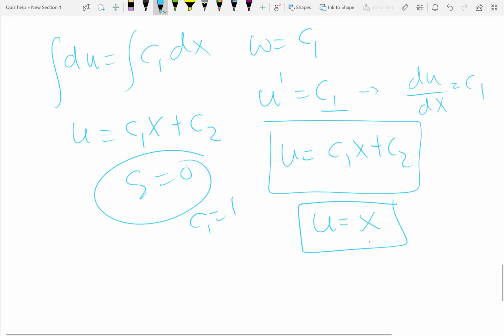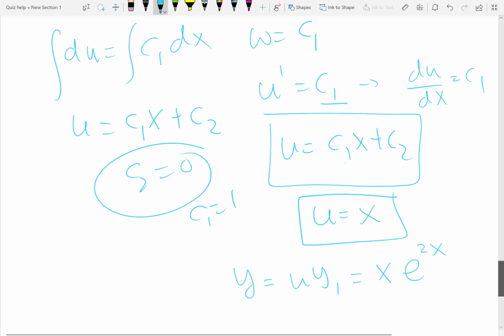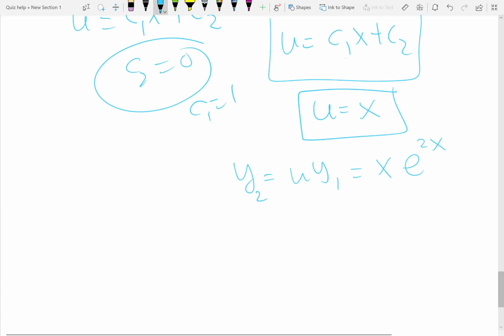We are almost done. So y should be u times y1. I remember y1 is e to the 2x. So u is x, and y is x e to the 2x. This is our second solution, y2. Now let's add that subscript. y1 is e to the 2x. y2 is x times e to the 2x.